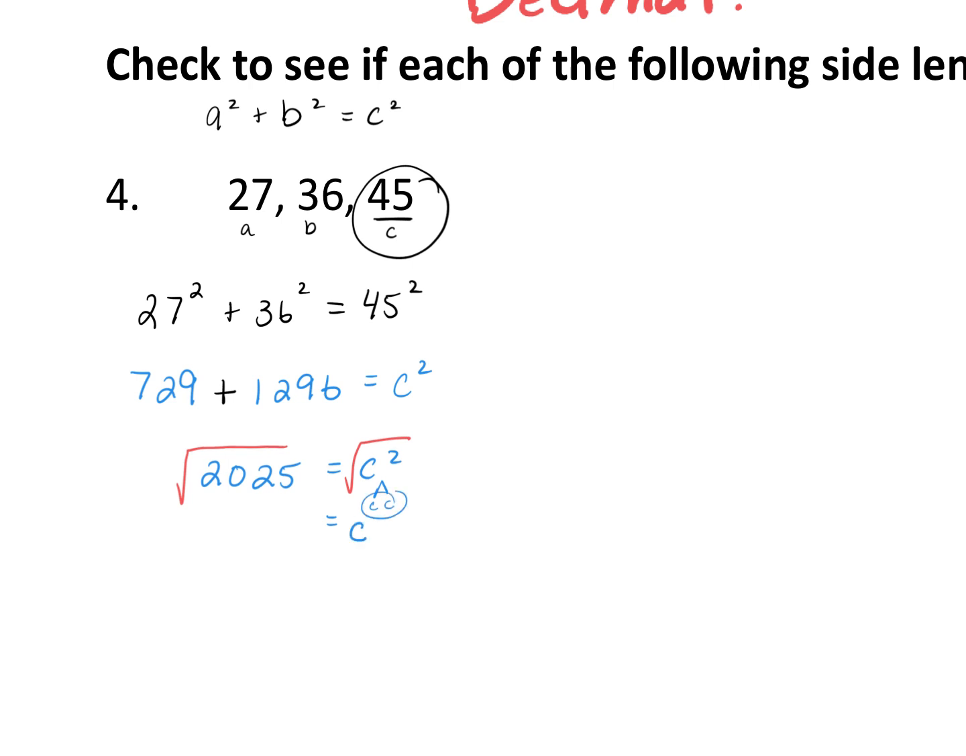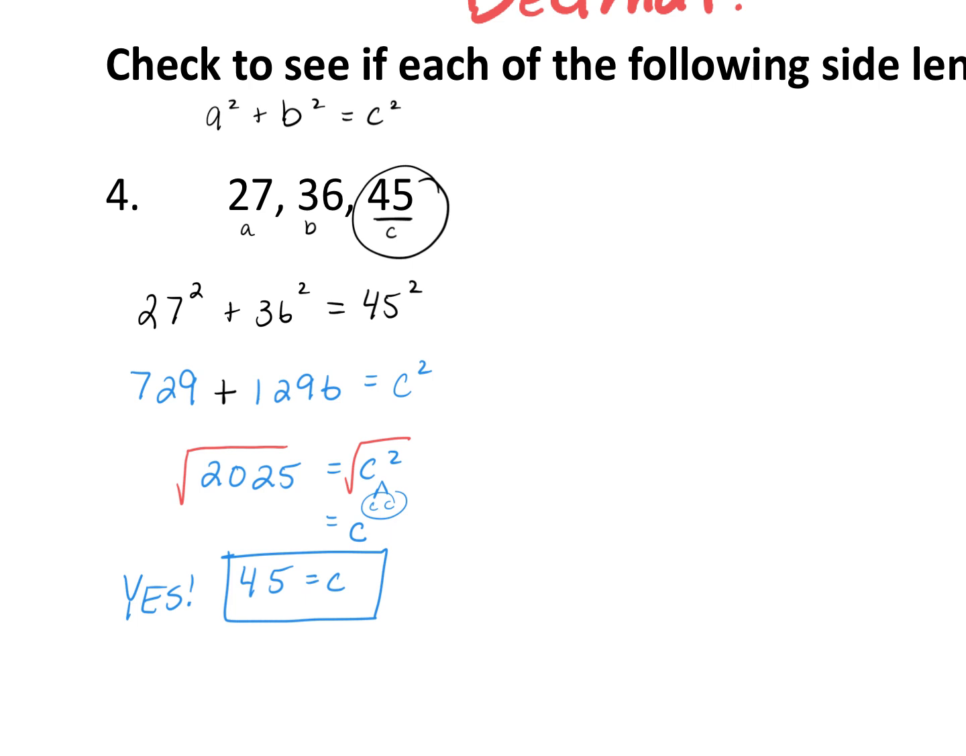Pause the video here and try to put in the square root of 2025 and see what you get. Hopefully you got the answer: 45 is equal to C. So yes, this all works. The 27, 36, and 45 is definitely a set of numbers that would work for a right triangle.